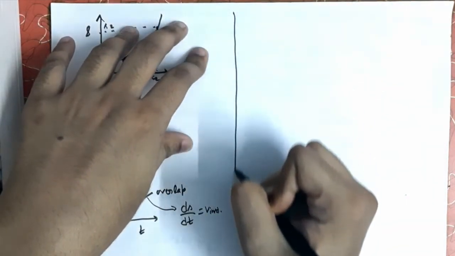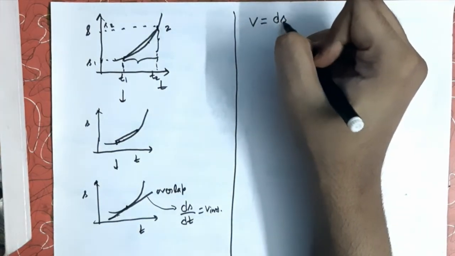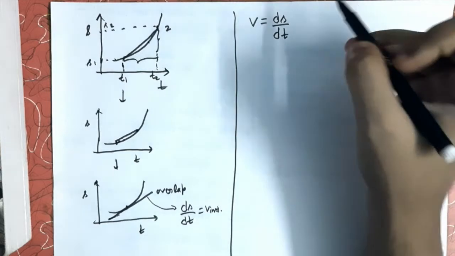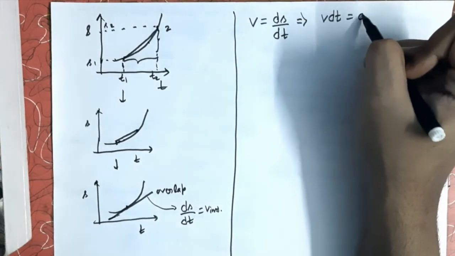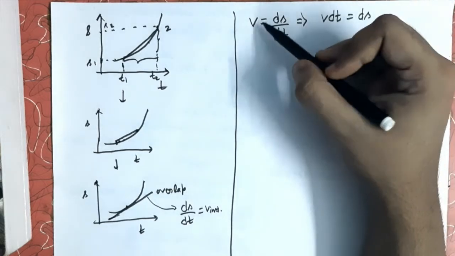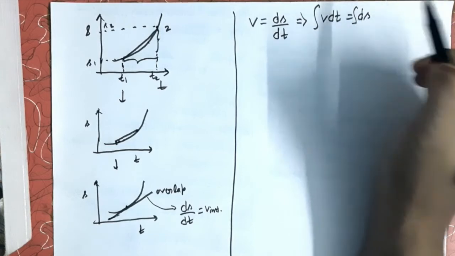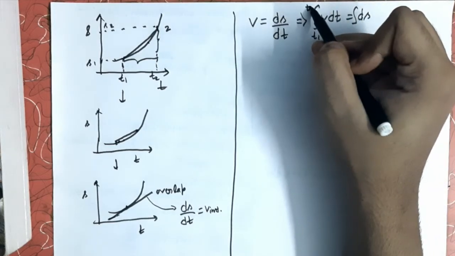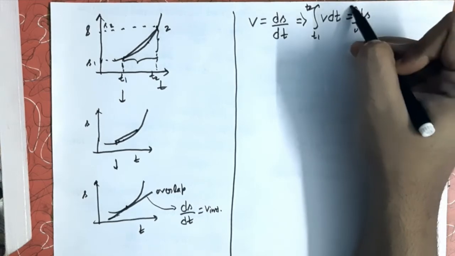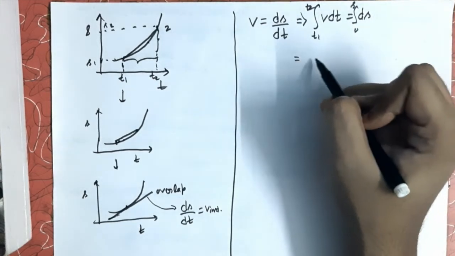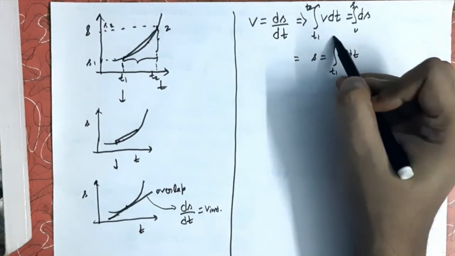Let's say v is equal to ds by dt. Now we can write v dt is equal to ds. I have just multiplied dt with v. Now if we integrate this expression from, suppose, t1 to t2, and this is, suppose, 0 to s, what we get is s is equal to the integral of v dt from t1 to t2.